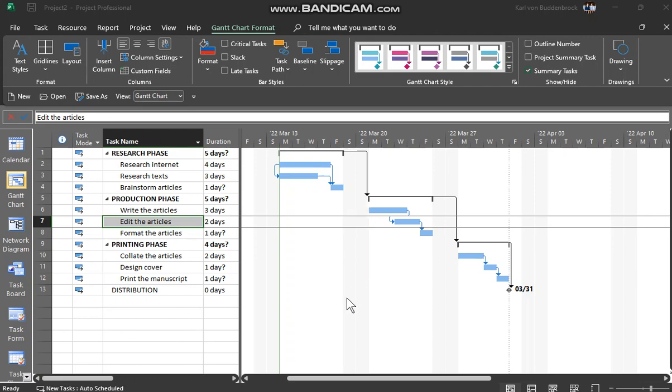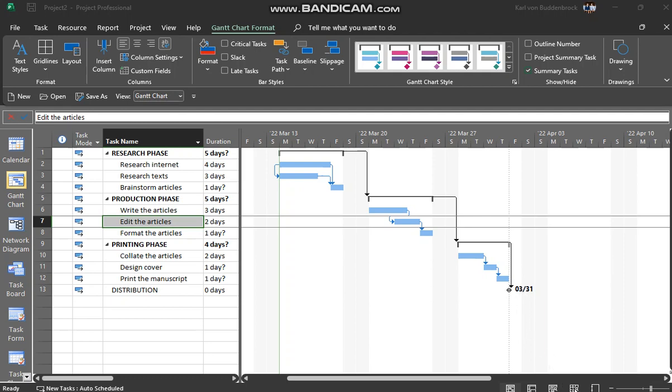Right, what we're going to do now is create resources for this project. Notice we have created a non-critical task over here. We have also brought back this task so that we have a lead time of 1 day between this task and that task, which also shortens the critical path. We're back down to 31st of March now as well.